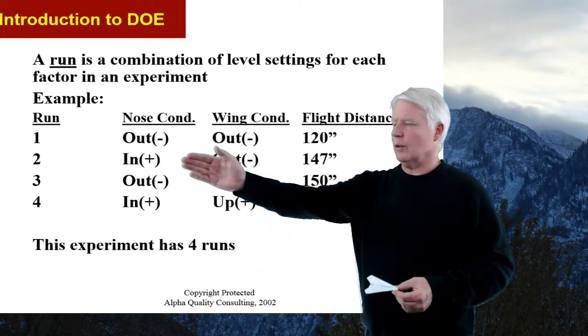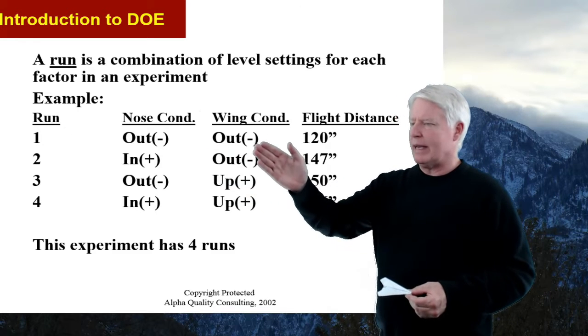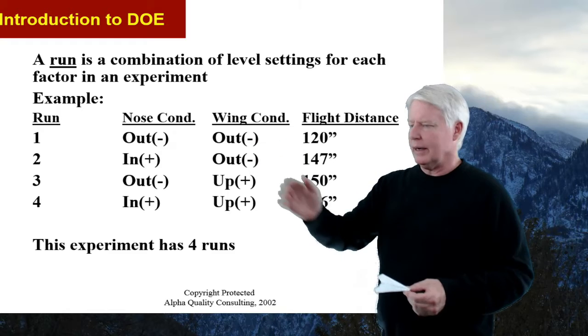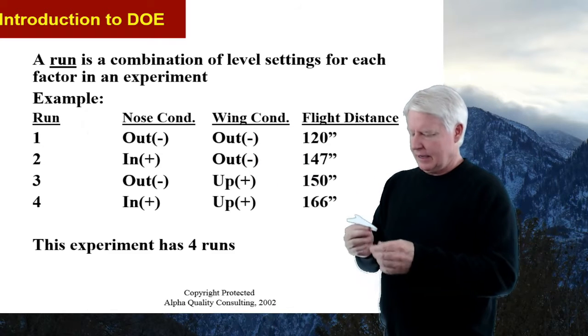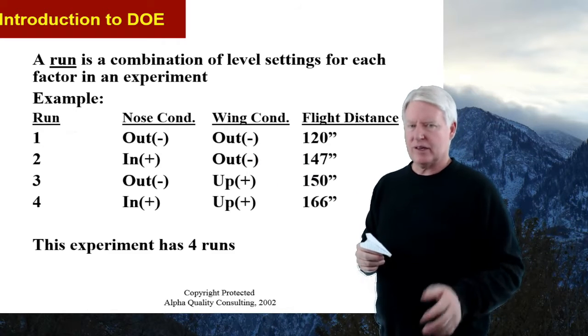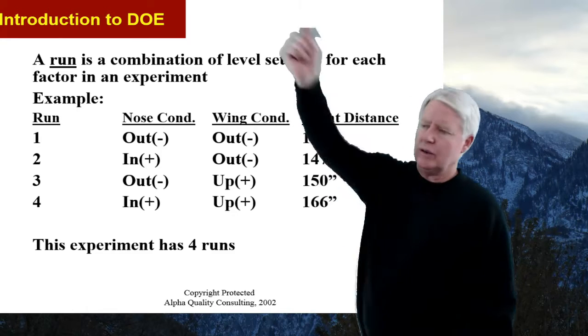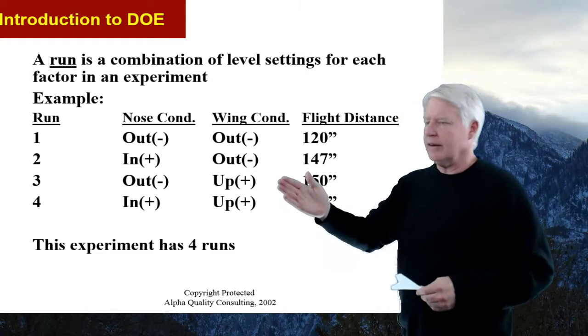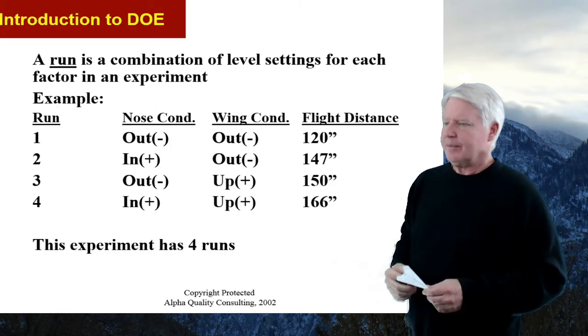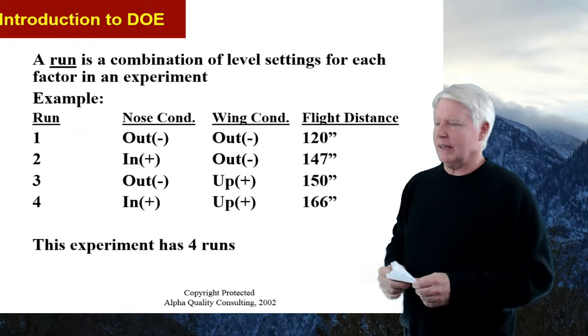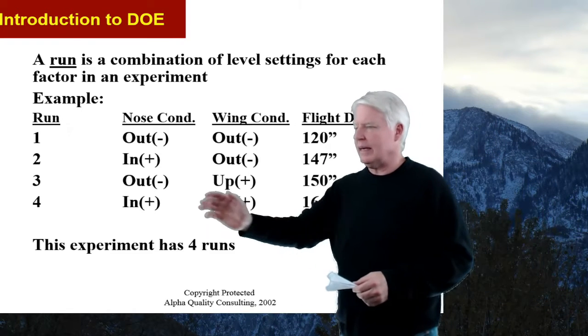But run number 2, fold the nose in, and keep the wing condition the same as run number 1, keep it out. Okay, and I say, okay, got it. The experimenter says, okay, do your throw. And so you throw it, and it goes 147 units. There it is. And you say, okay, very good. Let's write that down. Let's go to run number 3 now.